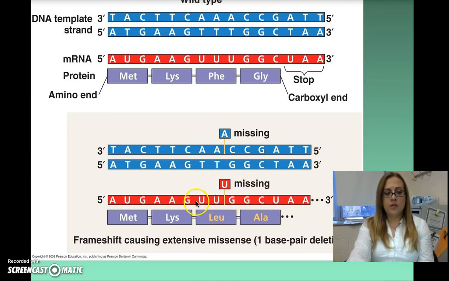So here, instead of having UUU, you're now going to have UUG, and now instead of having GGC, you now have GCU, and this would also most likely affect the stop codon. So now instead of having a stop codon, you've got AA, and then it would continue on down the line. And so you've changed 2 amino acids, you've also removed a stop codon, and so now this polypeptide is going to keep growing.